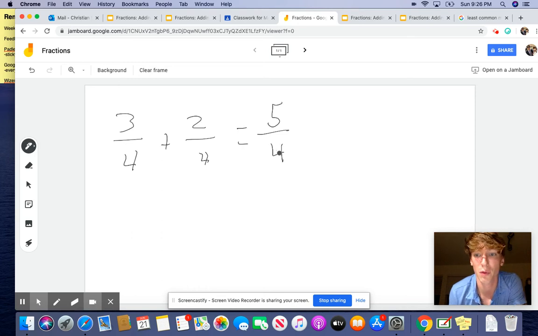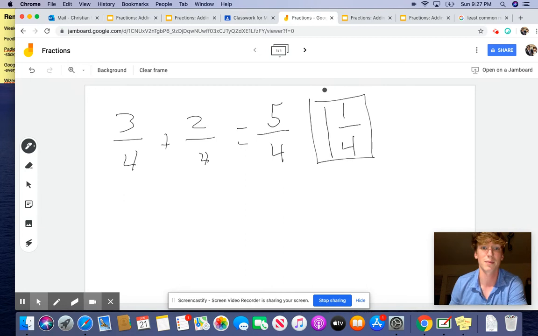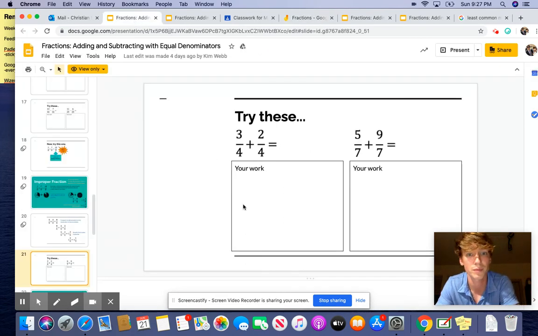How many times does 4 go into 5? One whole time. After we take 4 away from this 5, how much is left on top? It's going to be 1. Still over 4, because that 1 on top is still being divided by 4. This would be our answer. Okay. Try this one out by yourself.